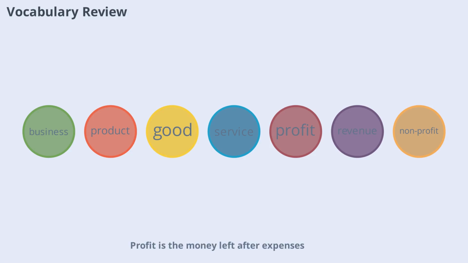Profit is the money left after expenses, while revenue is the total money received. Nonprofit businesses focus on serving the community rather than making a profit. These terms are the building blocks for understanding how businesses operate and succeed.